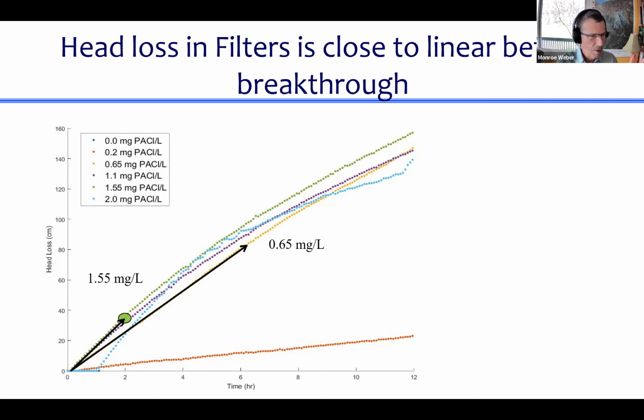Or tell me, does this seem surprising to you? Maybe I should have done this first. If I had asked you to predict what head loss will look like in a filter that is filling up with particles, what would you have guessed would happen? I would have guessed that it would increase slowly at first and then ramp up and go up really fast. But that's not what happens.